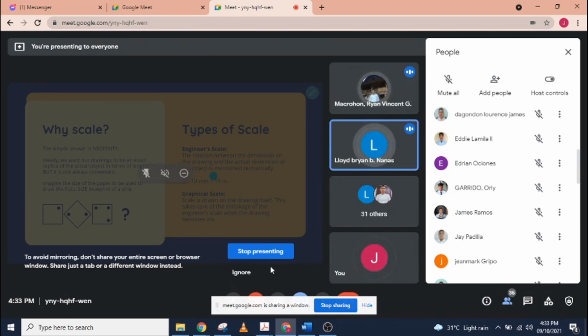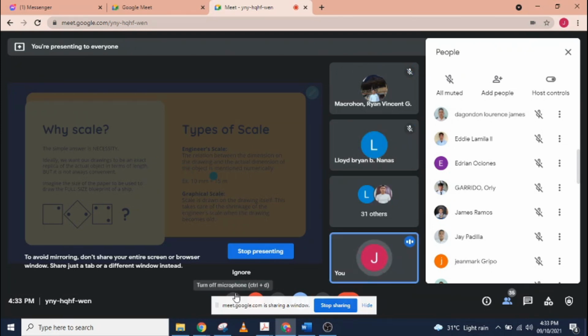Okay, go ahead. The drawing shrinks, class, especially with the blueprints. The paper becomes very small. So, to do away with that, we use another form of scale that we call the graphical scale.